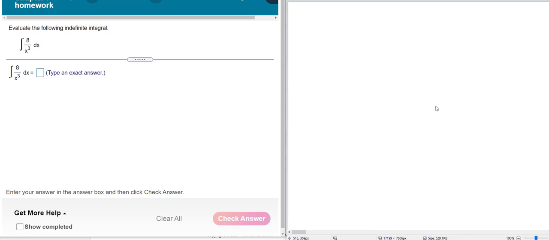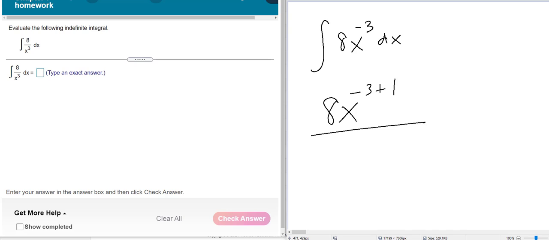Question number 6, we have the integral of 8x to the negative 3 dx. So in this case, I want you to write any variable in a denominator that's a monomial factor, just one term. It can be moved to the numerator with a negative exponent. So to take the integral, you're just going to add 1, and then you're going to divide by that number, and then it's going to be plus c.